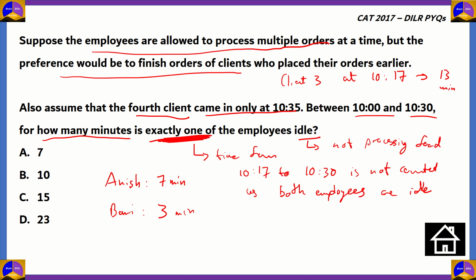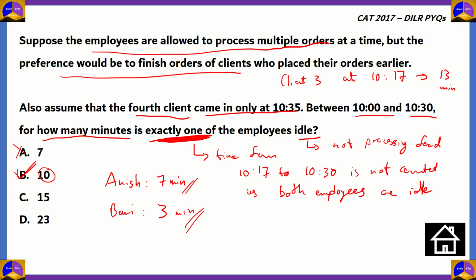So here the question says exactly 1. So we can combine the idle times of both Anish and Bani together, but we cannot factor in the time when both of them are idle, because that would be in violation of the condition of the question, which says exactly one of the employees. So Anish was idle for 7 minutes, Bani was idle for 3 minutes, and 7 plus 3, of course, gives you 10. So option B, 10, is the right answer.